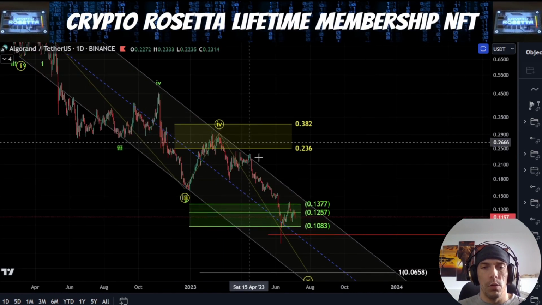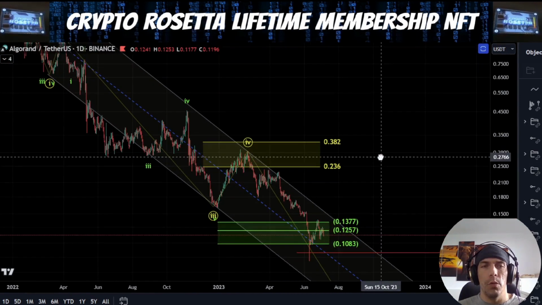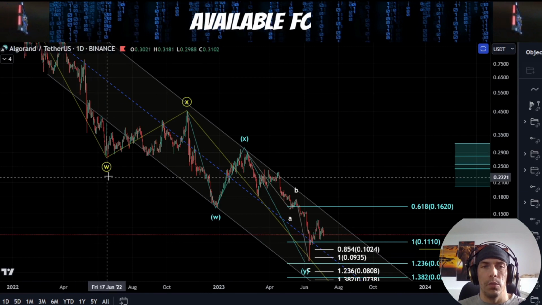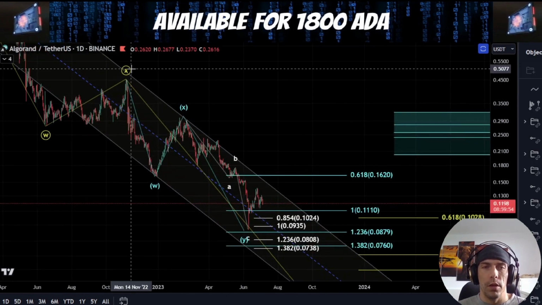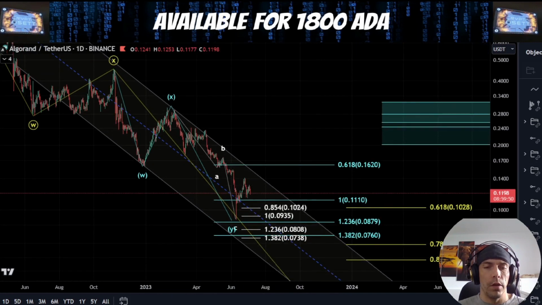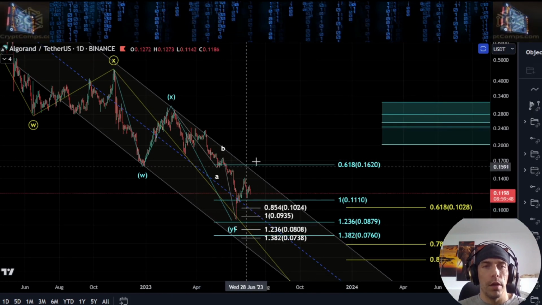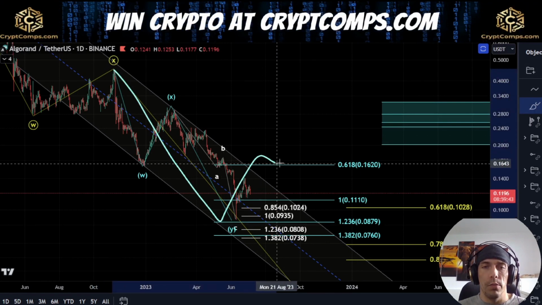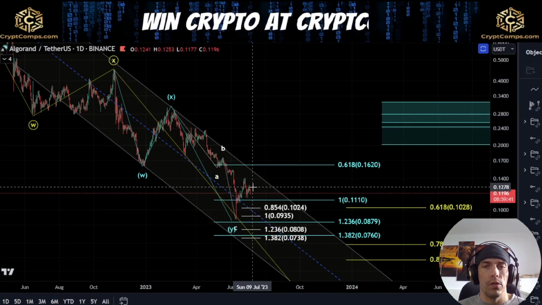So we're going to be talking about these internals in a second. But before we jump into that, the alternative way we could also look at this is that this could be a W, this could be an X, and then we could actually be looking at this as another 3-wave move to the downside. Now, the problem that I'd have is that if we do actually complete into this low here, potentially what we could have here is that this could actually just become an A wave. We see a 3-wave move up, and then we see continuation down.